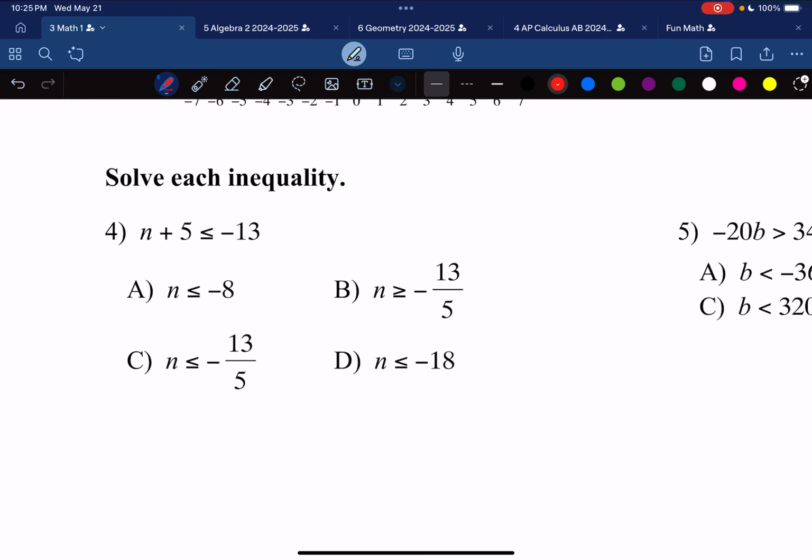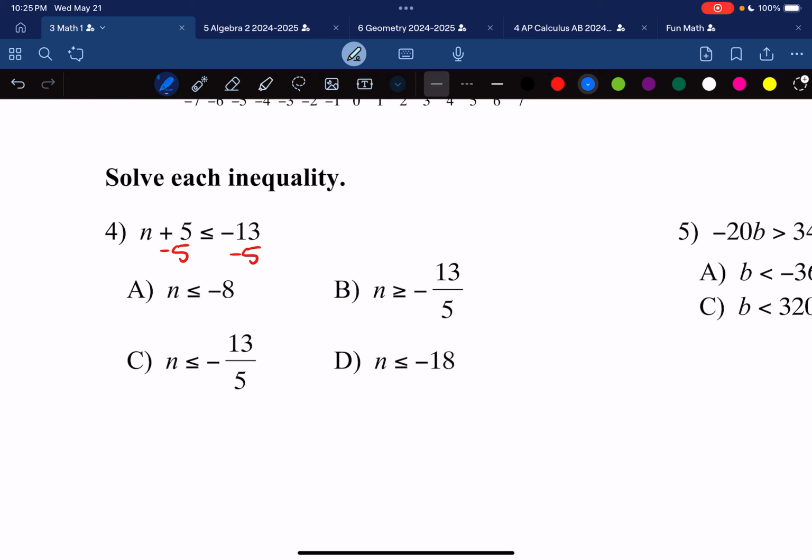In number 4, we're trying to solve the inequality. Remember that when you're solving inequalities, it's basically like solving an equation with only one extra trick. If you multiply or divide by a negative, this sign flips. So what is being done to n? n is being added by 5. The opposite of add 5 is to subtract 5. Whatever I do to the left, I also do to the right.